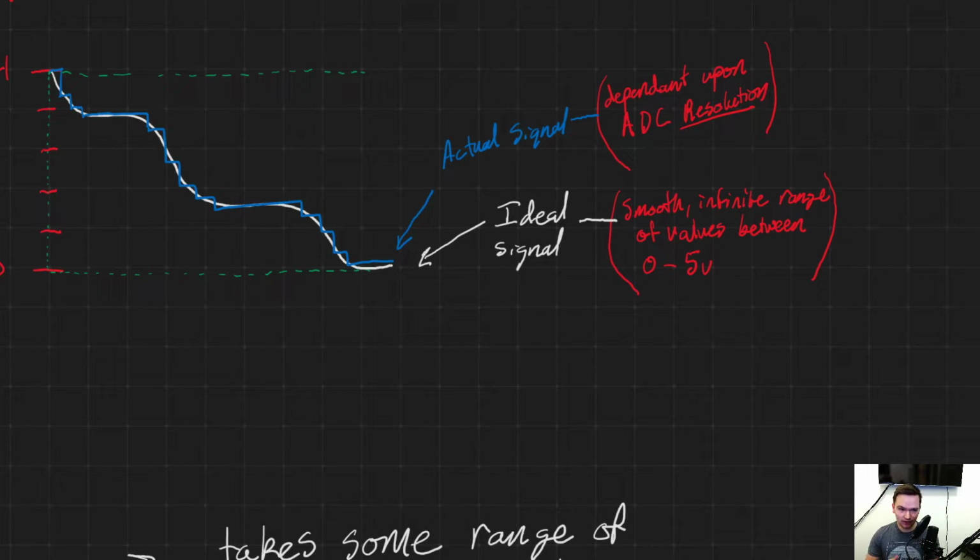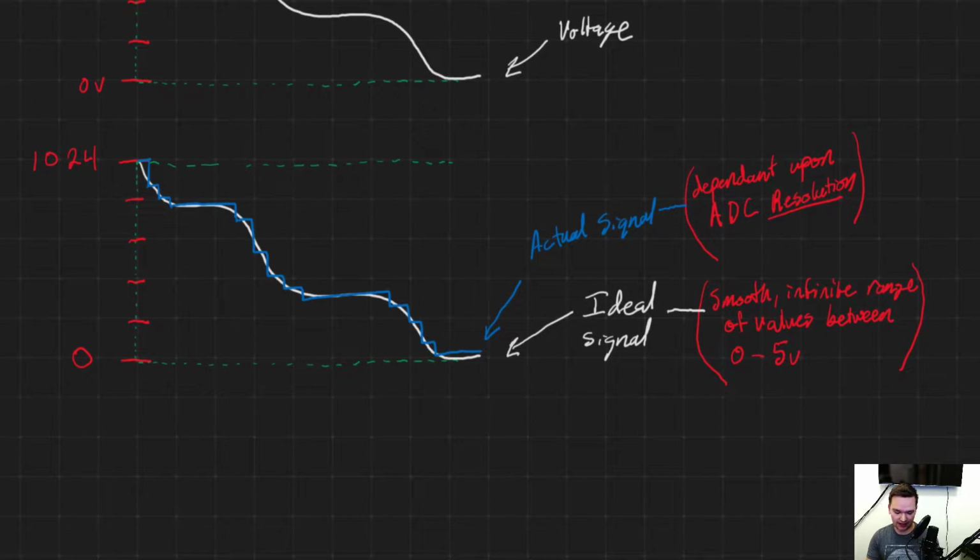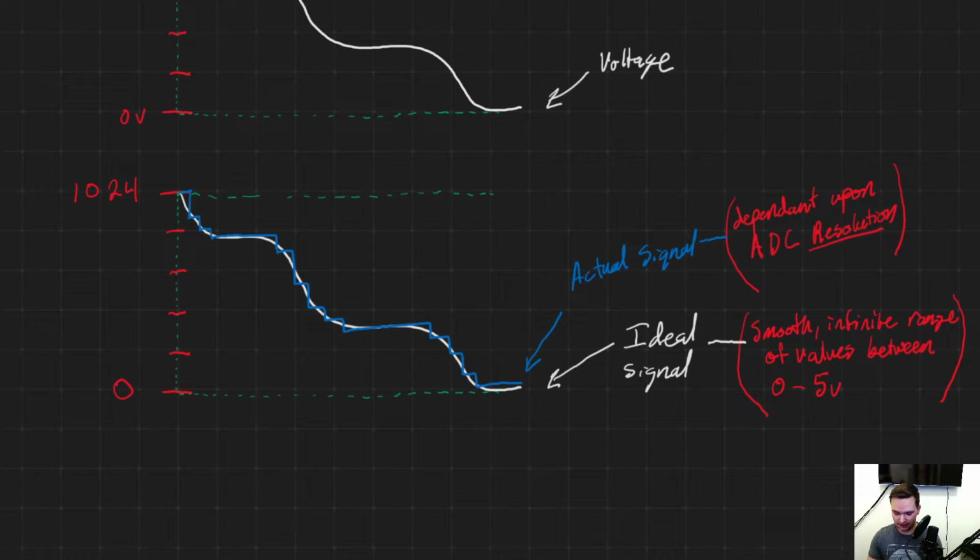But we don't have that kind of processing power, and an infinite level of voltages would take an infinite amount of storage for us to calculate and quantify. So we need some way to store those values, and we have something called an ADC, or an analog to digital converter, and we'll talk about that. That is what our actual signal is.